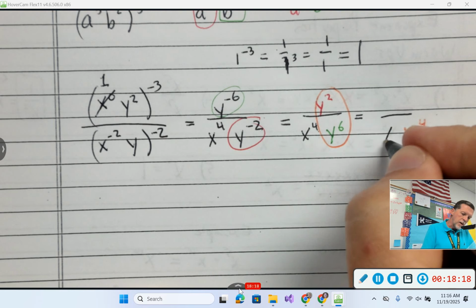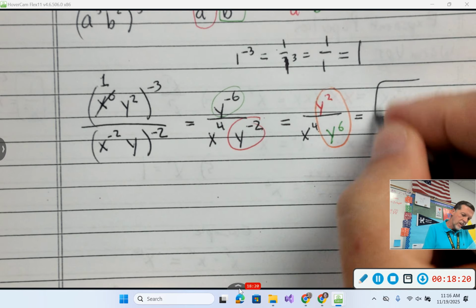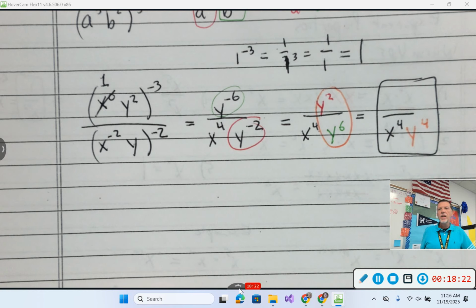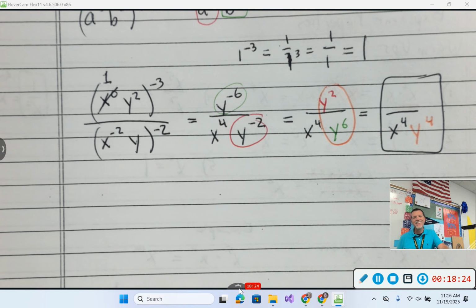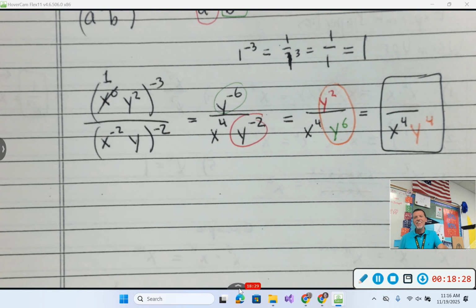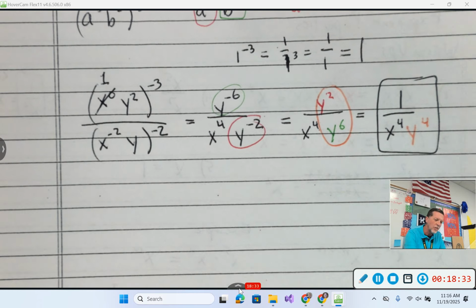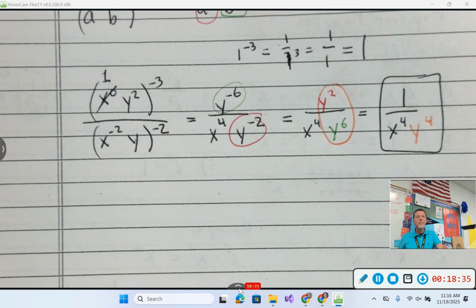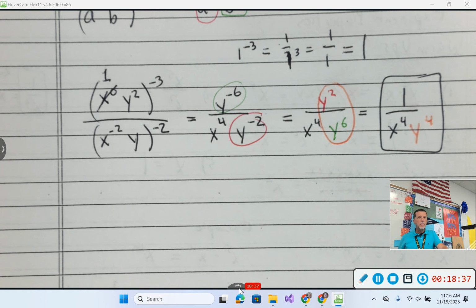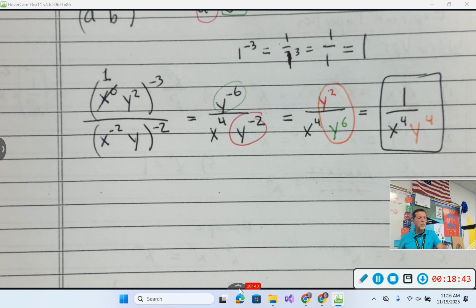And this is one of my all-time favorite wrong answers. You have to put a 1 up there. Like, it's not nothing. It's certainly not 0. So you can't just put x4 over y4, or just x4 or y4. Definitely not, because they're in the denominator.